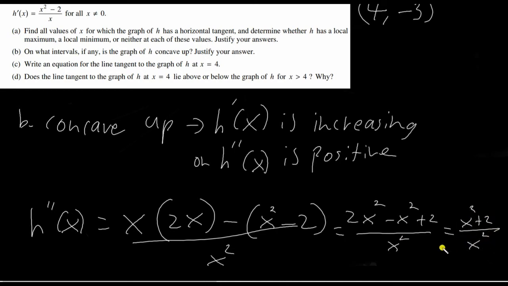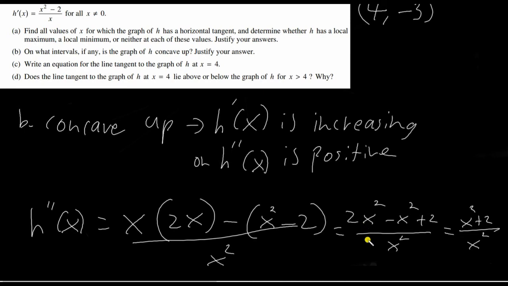And if you think about it, you'll realize that it's always positive no matter what value of x you put in. Even if you put in a negative value, it's being squared in both cases, so it's going to become a positive number no matter what. And since everything else in the function is positive, h double prime of x will always be positive. So h prime of x is always going to be increasing, so h of x is always going to be concave up.